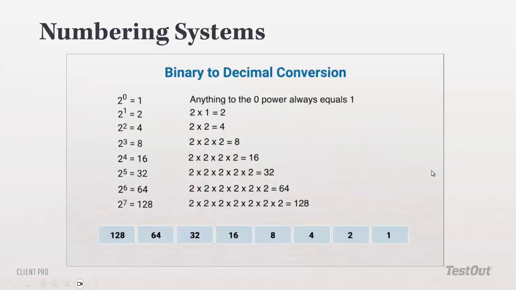So how do you convert from one to the other? Well, I always tell students, write down these numbers here at the bottom, 1, 2, 4, 8, which are powers of 2, right? From 2 to the 0, which is 1, all the way to 2 to the 7th, which is 128. So these numbers right here, write those down. That's the start of your conversion.